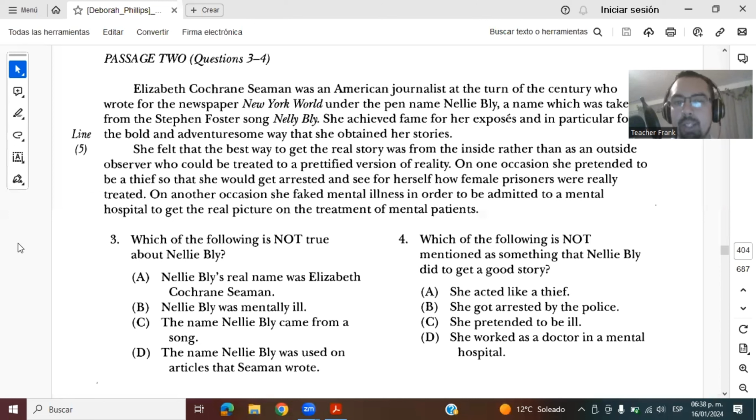Okay, ready? So number 3 is going to be B. Nellie Bly was mentally ill. That is not true, right? She was just a little eccentric with her work. And number 4 is D. She worked as a doctor in a mental hospital, right? That is not mentioned in this text. And we have to remember that with these types of passages, it's not what you think is true or what you think is in real life. It's actually the text. We have to focus on the text, right? Does the text mention it? Does the text not mention it, right?